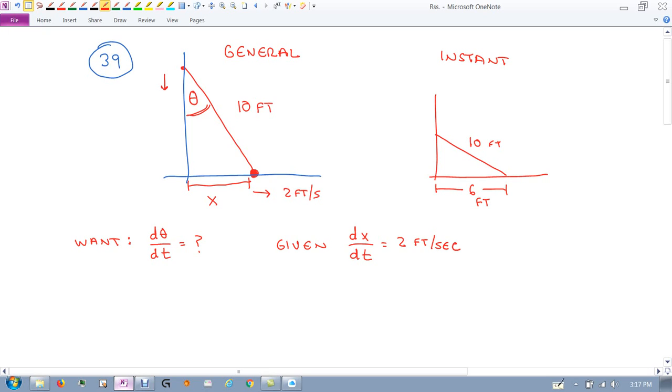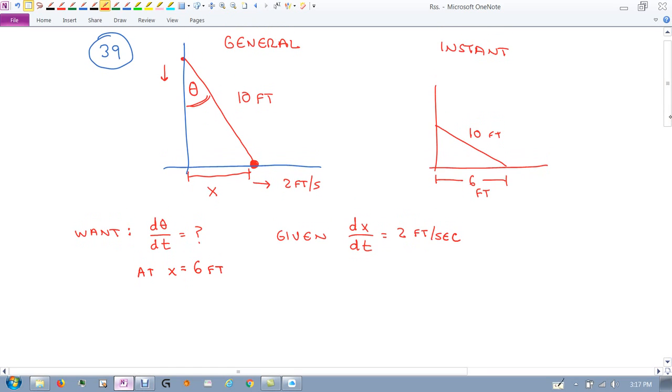And we want to know something about theta. All right, so we want d theta dt. We want this at exactly the moment x is 6, right? Okay, so now once we set this part up, what we want to do is come up with an equation that has theta in it and x in it. So we have a nice right triangle here. And we can use a trig function like sine. Sine of theta would be the opposite side, which is x, over 10, which is the hypotenuse. So that would be a legitimate equation to use for this problem.